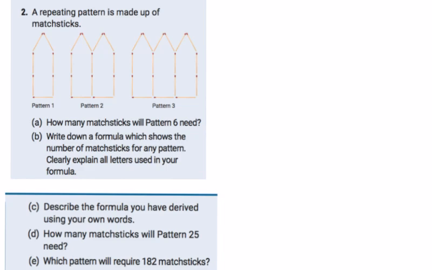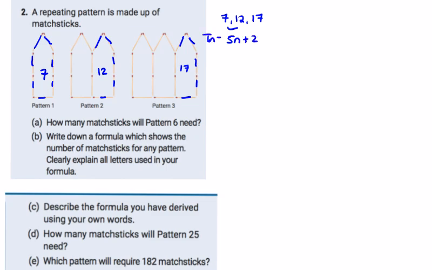We have more linear patterns in question 2. We have matchsticks 1, 2, 3, 4, 5, 6, 7. And what are we doing? We're adding 1, 2, 3, 4, 5, 12. And then there will be 17, another 1, 2, 3, 4, 5. So pattern 6, you could find Tn if you wanted. 7, 12, 17. Let's find Tn. 5n. We have to add 2 to get to 7. So Tn for this one is 5n plus 2.